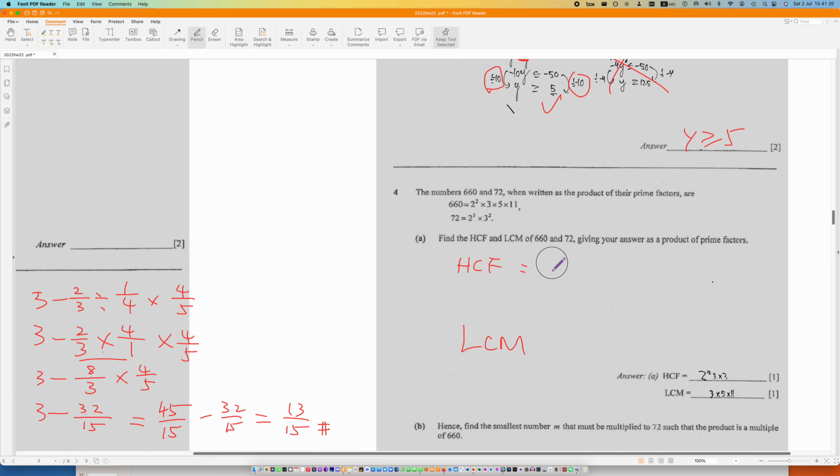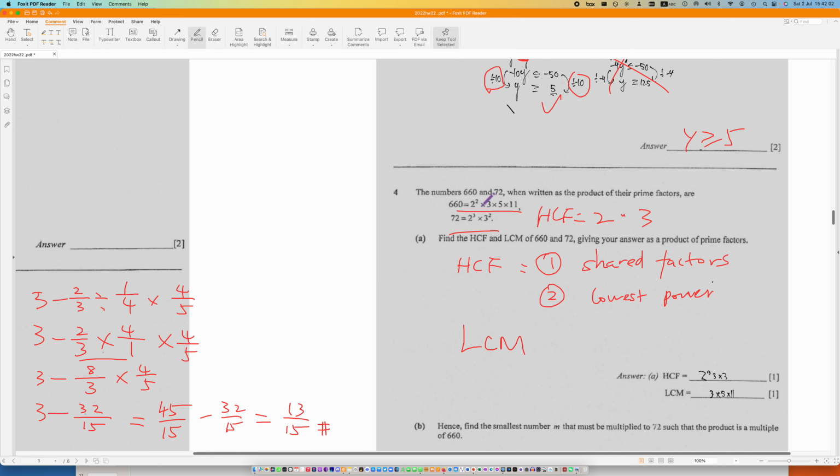Stop. Look. Tip 1: shared factors. Tip 2: lowest power. So for these two, which one is a shared factor? 2. And then? 2 square, 3 square. No. 3. Any more shared besides 2 and 3? No more. Okay, good. So HCF is equal to 2 times 3.